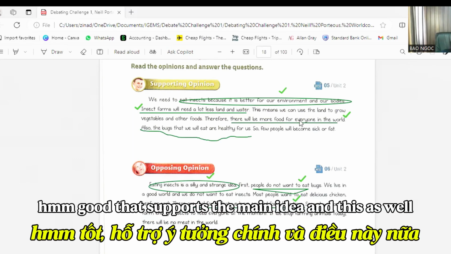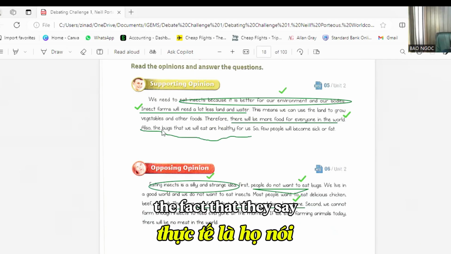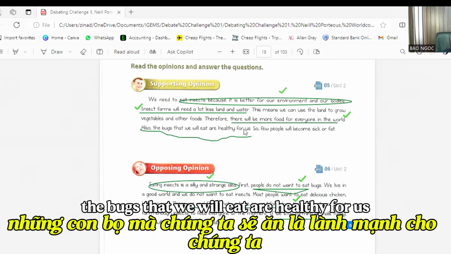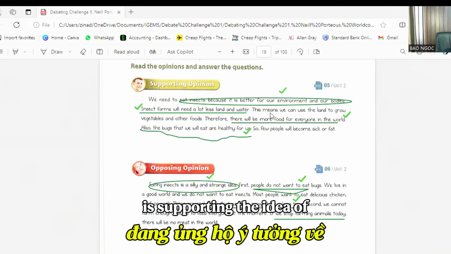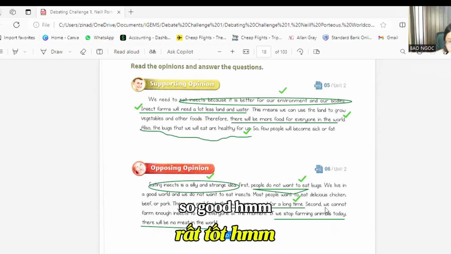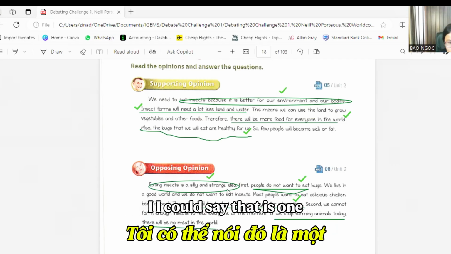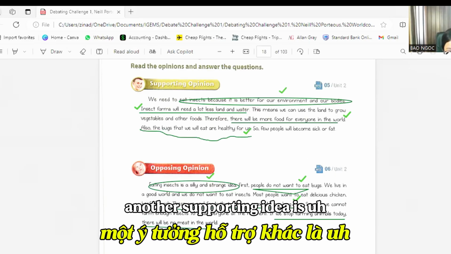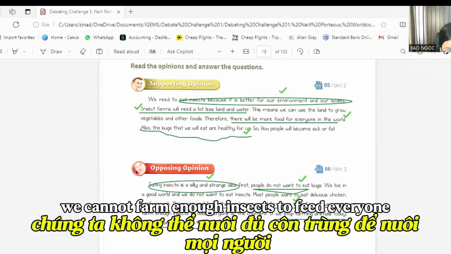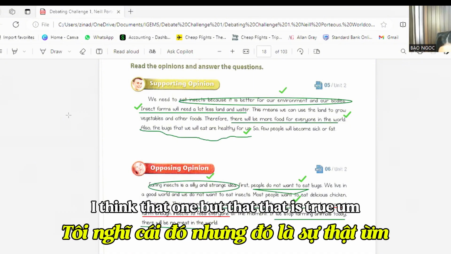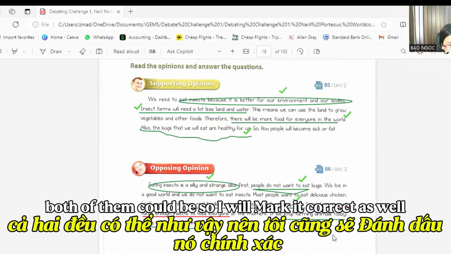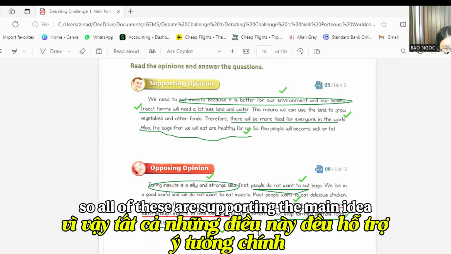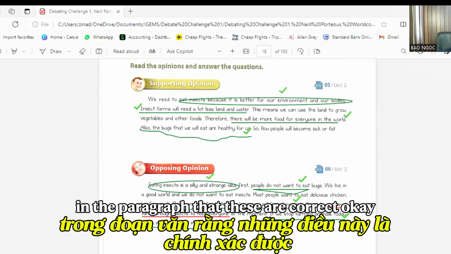Good. That supports the main idea, and this as well, the fact that they say the bugs that we will eat are healthy for us, is supporting the idea of it's better for our environment and our bodies. So good. I could say that is 1, but I would actually think that another supporting idea is we cannot farm enough insects to feed everyone. I think that one. But that is true. Both of them could be, so I will mark it correct as well. So all of these are supporting the main idea in the paragraph.